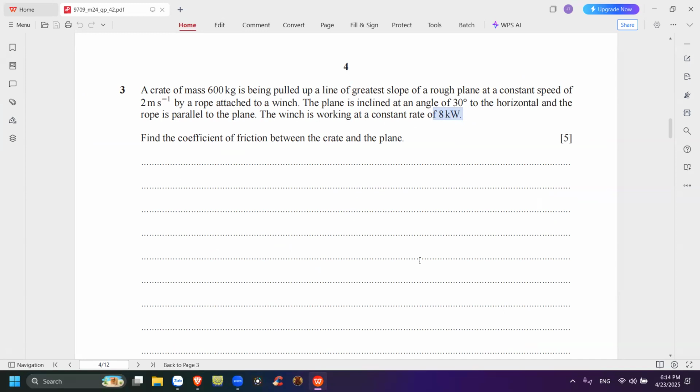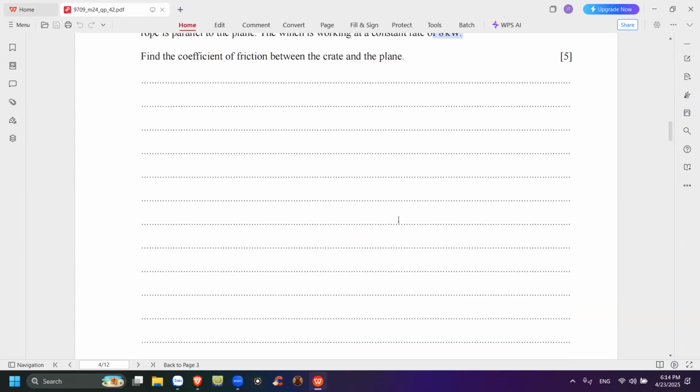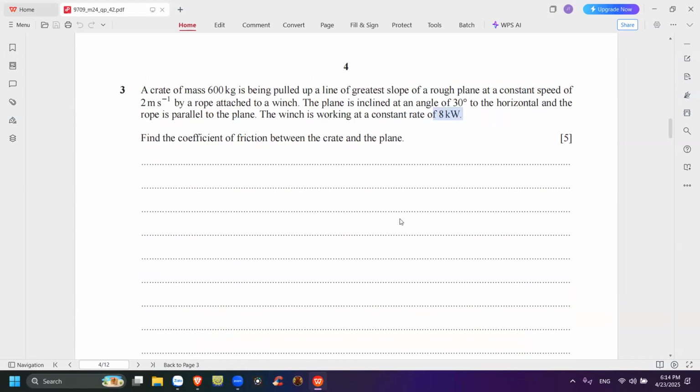Okay. Find the coefficient of friction between the crate and the plane. 5 điểm lận nha. That's a lot of things. And so, okay, that's all. You have to find the mu. So first of all, what do you think we're gonna do?